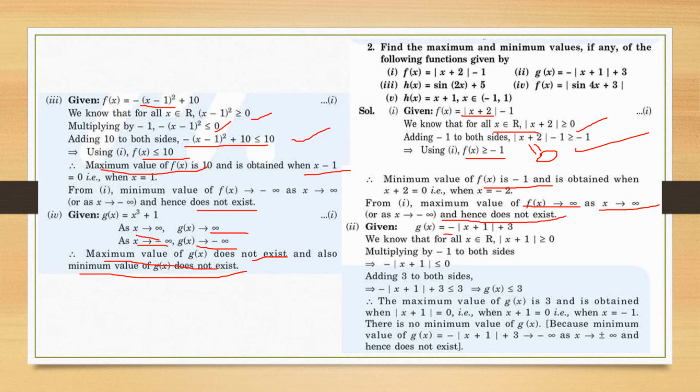For the second case, again the mod is positive, but a negative times it will be less than or equal to 0. I'll add 3 to both sides, so it will be less than or equal to 3. Less than or equal to 3 means the maximum value is 3, and the minimum again does not exist.